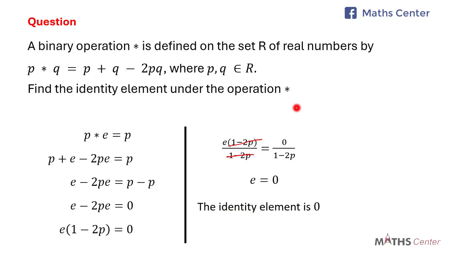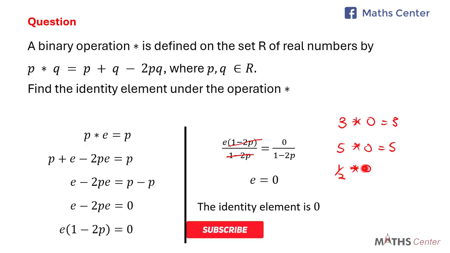What this means is that if you compute any element star 0, you are going to get the same element. So for example, for this particular binary operation, if you compute, let's say 3 star 0, you are going to get 3. If you compute 5 star 0, you are going to get 5. If you compute half star 0, you are going to get half, because 0 is the identity element. So if you compute any element star 0, you are going to get the same element.